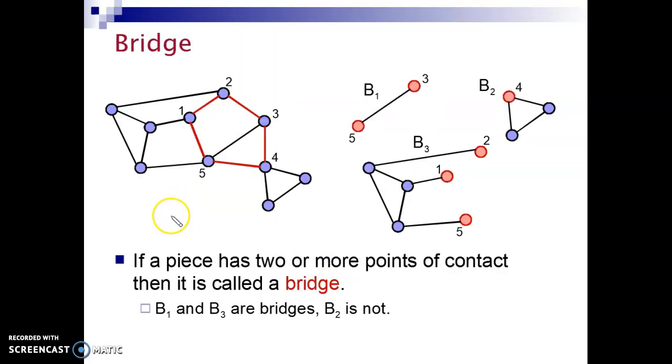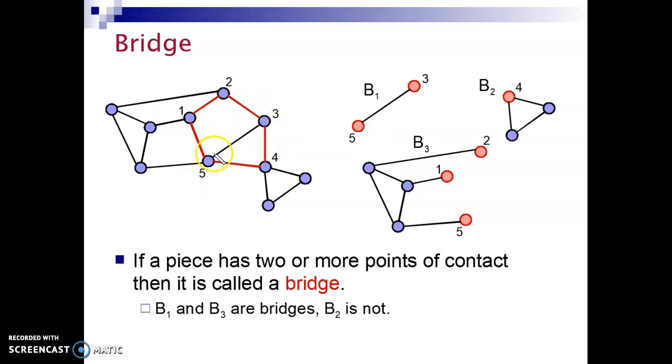Let's look at an example. On this graph on the left side, you see a graph here. Let's suppose this is graph G. And let's select the G1. Here, this cycle shown in color red, let's suppose this is G1. Now, let's check the pieces of graph G with respect to G1.